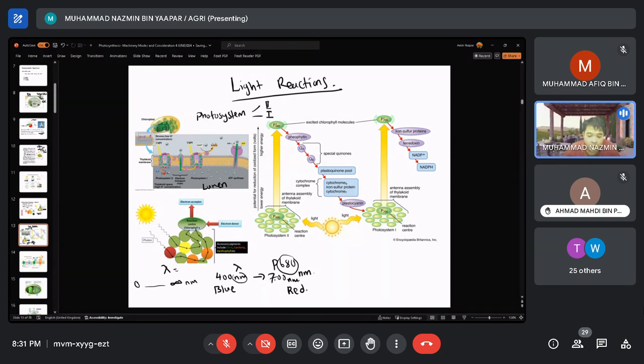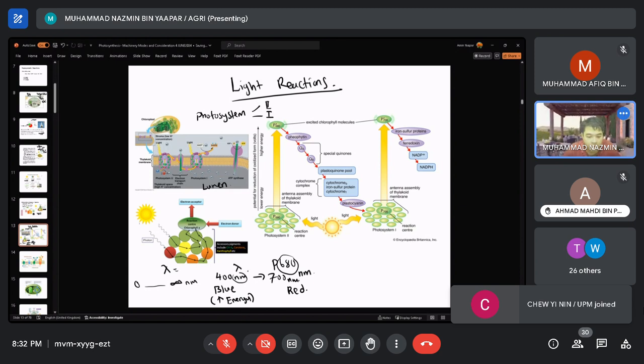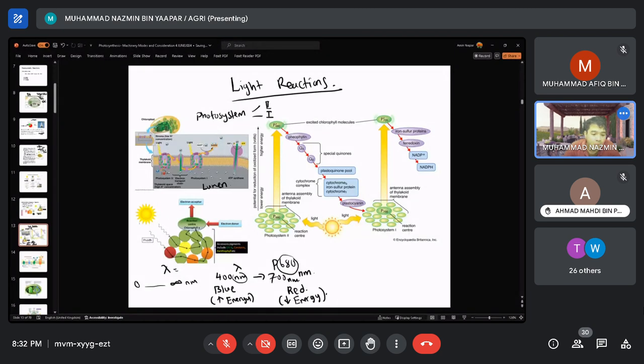You can see that 400 nanometer is less in number but high in energy. This is the rule that you need to understand now, because it's kind of opposite. The shorter the nanometer, the higher the energy, but the longer the nanometer, the lower the energy. It goes the opposite way. So imagine when the light comes here, for example, in at 400 nanometer. This 400 nanometer won't be able to activate this reaction center, because the reaction center needs 680 nanometer. So what happens?